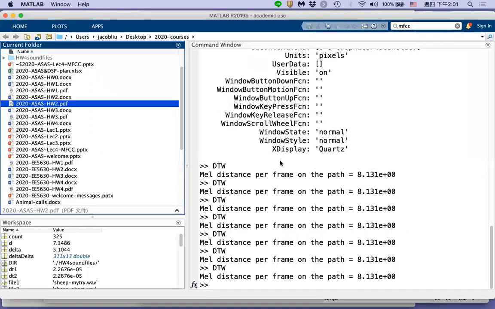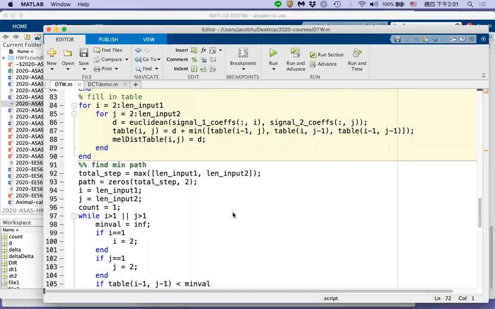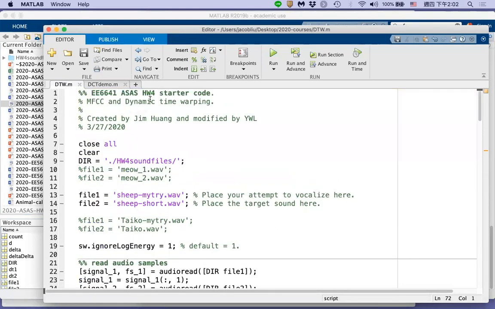Okay, here is my Matlab, and here is the code, which I also uploaded to the folder. In this homework, you will be asked to load 2 files. For example, in this example I'm going to load the file of that sheep and my fake, that sheep and my try. That's me faking the sheep.